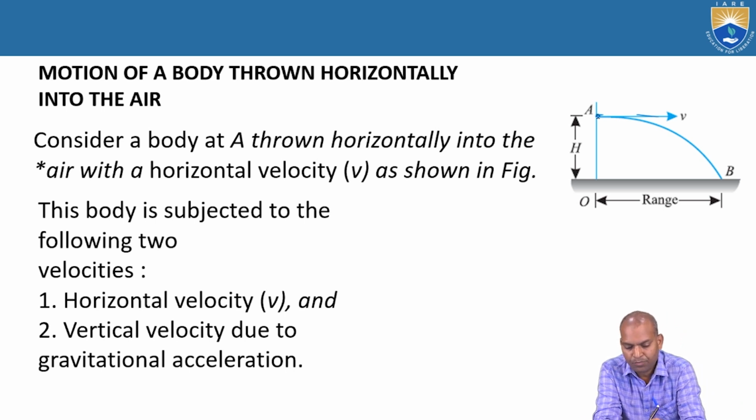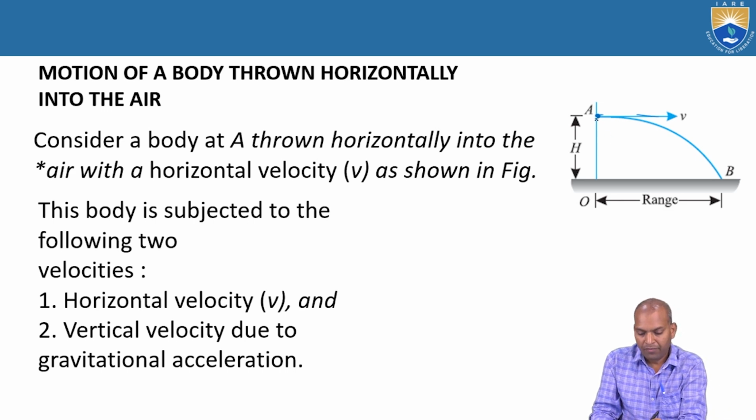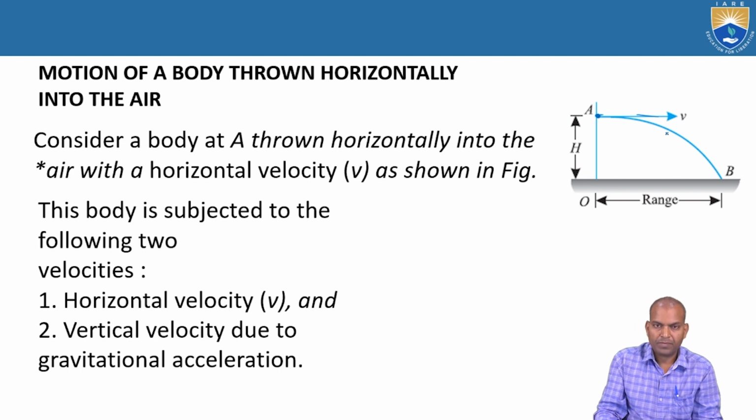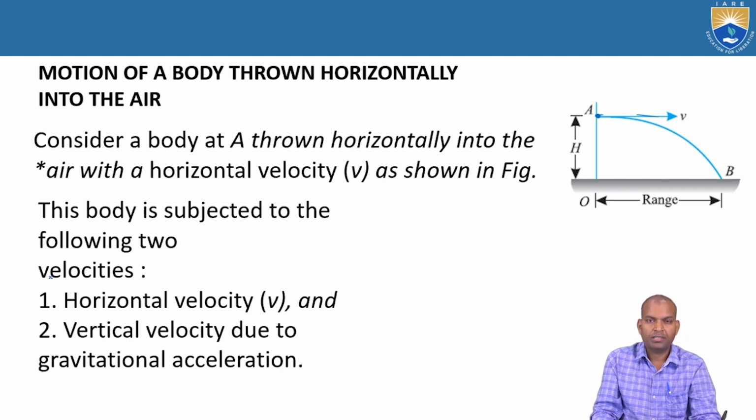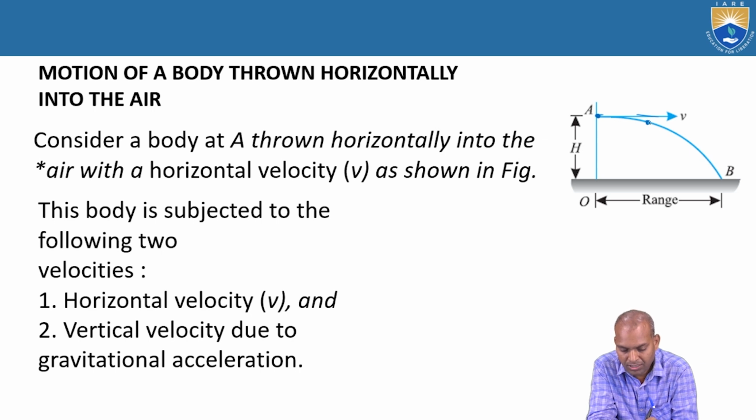Here we have considered a body thrown horizontally into the air with the horizontal velocity v. It is shown in the figure. Then the body is subjected to the following two velocities. Number one is the horizontal velocity, and another one is the vertical velocity due to gravitational force. Now, what is the horizontal velocity?